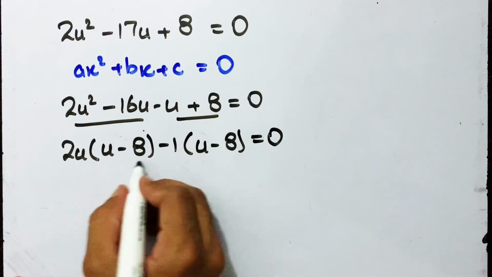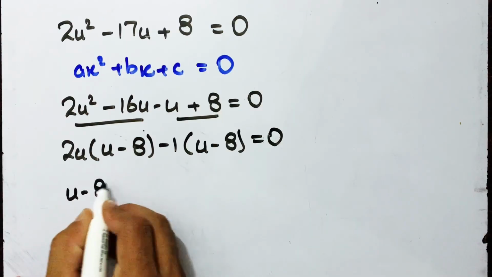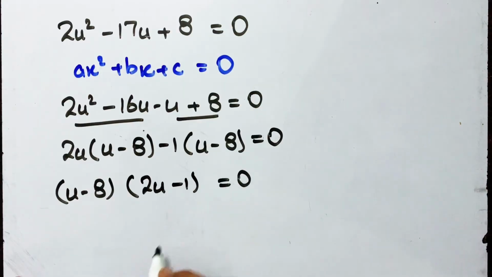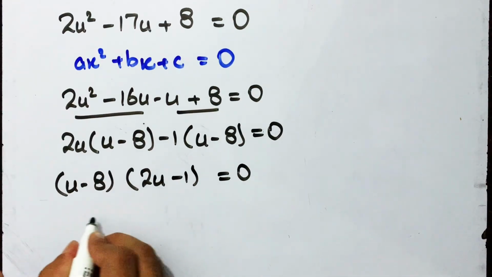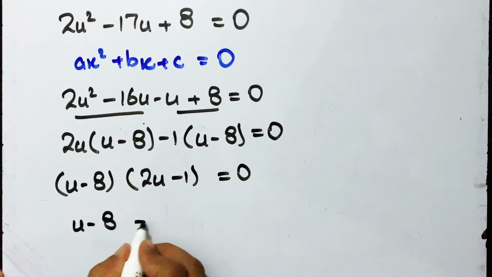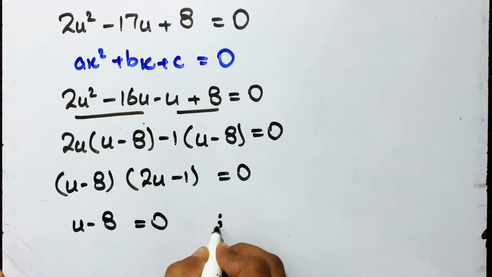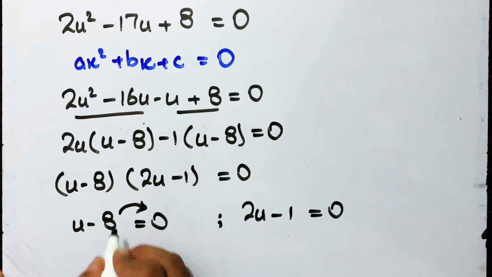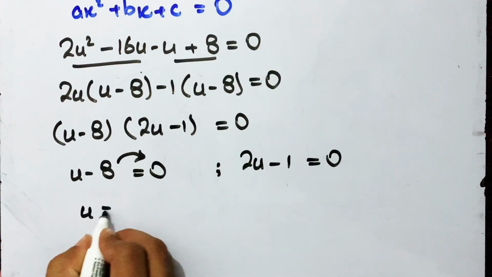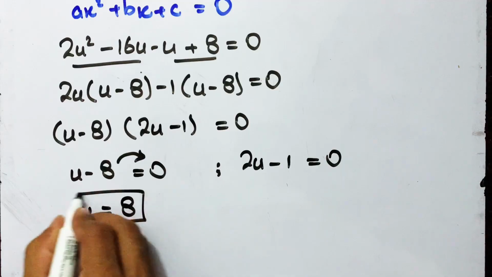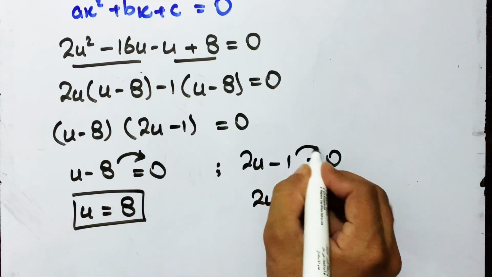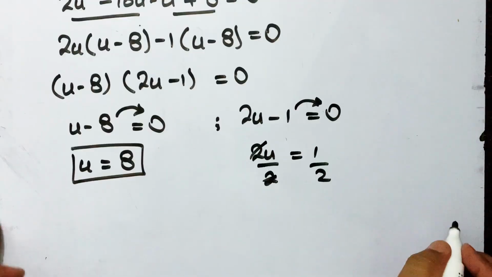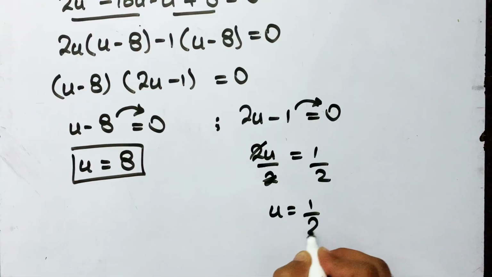Now taking (u - 8) common, we get (u - 8)(2u - 1) equals 0. This means u minus 8 equals 0, or 2u minus 1 equals 0. The negative goes to the opposite side as positive. So u equals 8, and 2u equals 1, so u equals 1 by 2.